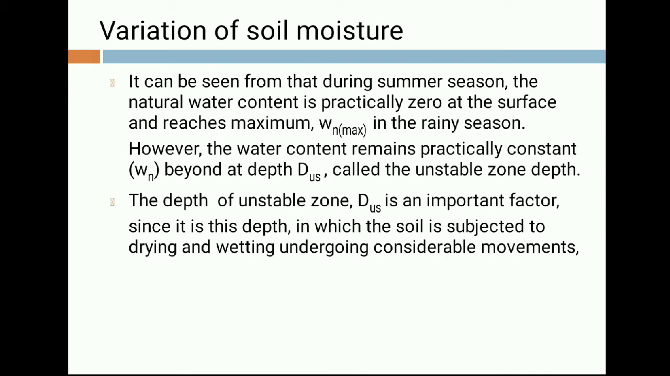The depth of unstable zone DUS is an important factor, since it is this depth in which the soil is subjected to drying and wetting, undergoing considerable movement. That is, up to the depth of DUS there will be continuous changing in water content. Sometimes it will be dry, sometimes it will have a good amount of moisture, and based on that the soil will experience continuous alteration. That is, sometimes it will shrink or sometimes it will swell.